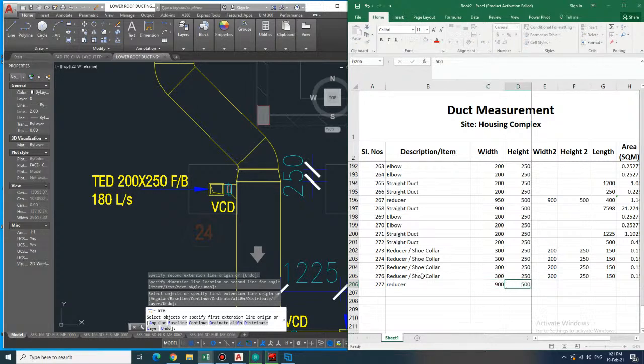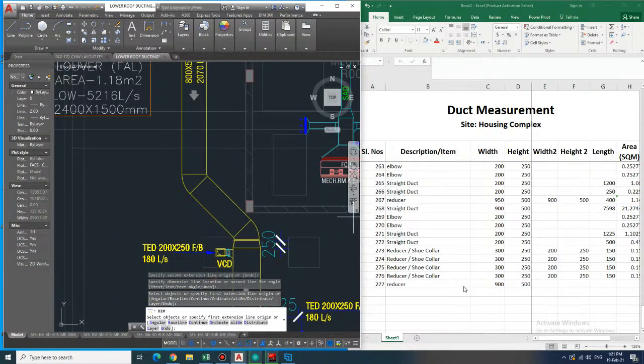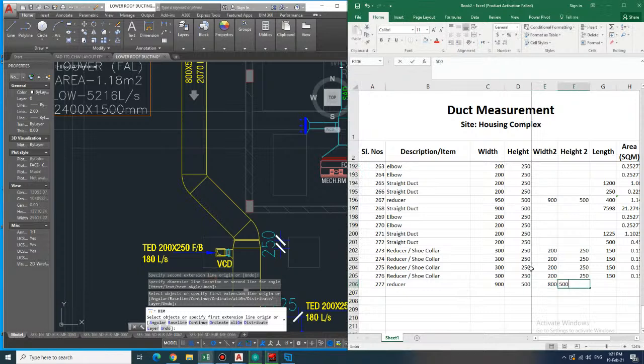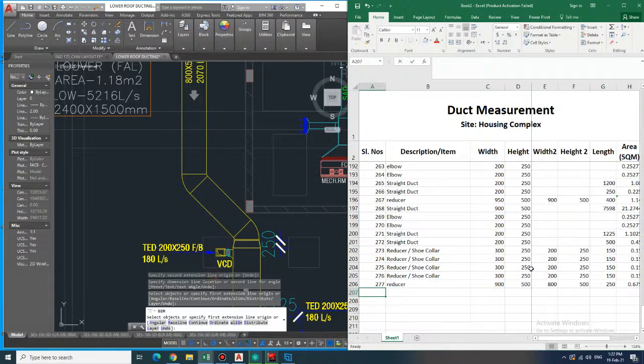Number 500. What is this size? What is the size? $250 application already applied. 278. This is a small short piece. We can consider this elbow. We consider this both elbow single with some percentage also. We'll consider 800 by 500.